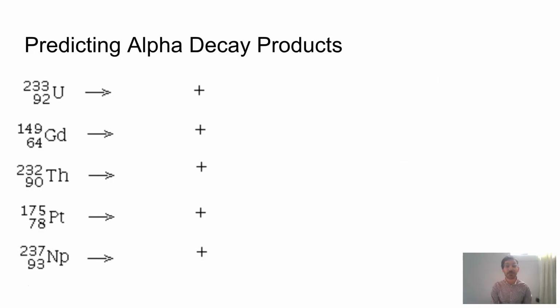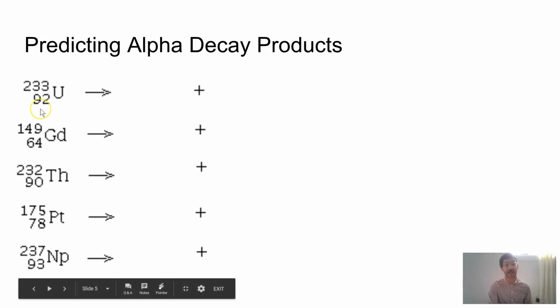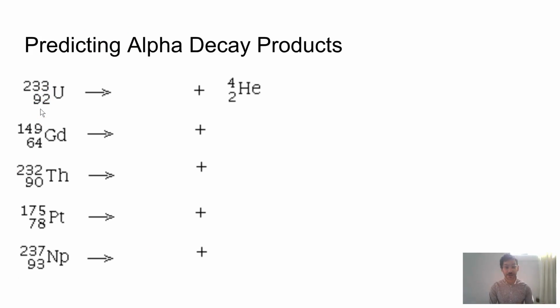Well, let's do some predicting of products for alpha decay reactions. If you know you're looking at an alpha decay reaction, or you're told one of these undergoes alpha decay, the first thing we can do is put in our alpha particle, the helium nucleus. So if this is our alpha decay, what is the other product going to be? Well, we can just do some basic arithmetic. This side has to be equal to 233, so 233 minus 4 is going to give me 229.